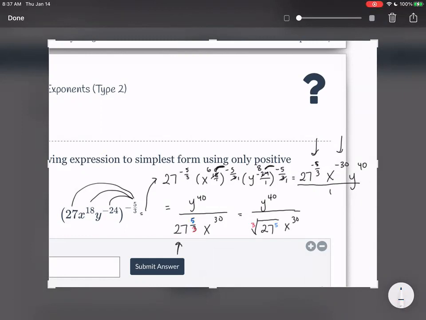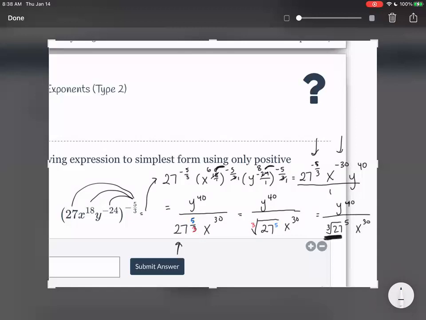Okay, and then let's rewrite this. Y to the power of 40 over, for the cubic root of 27 to the power of 5, I want us to first focus on the cubic root of 27, and then we're going to raise it to the power of 5. So I'm taking that exponent of 5, moving from inside the radical to the outside, because they are equivalent. So we're going to focus in on the cubic root of 27.